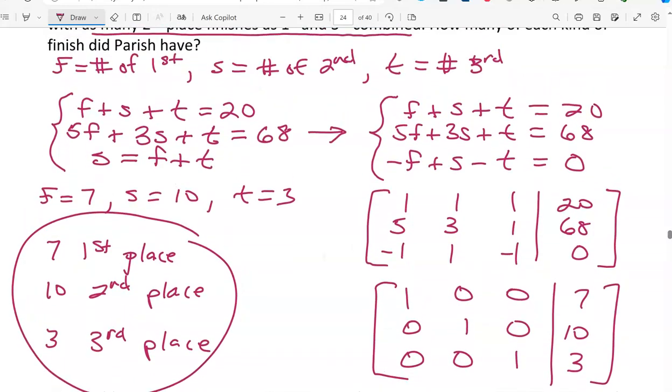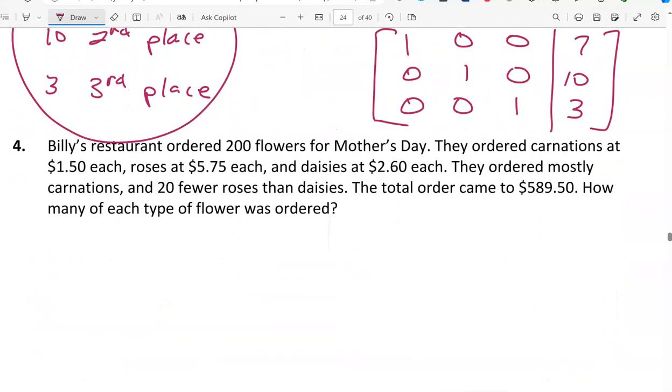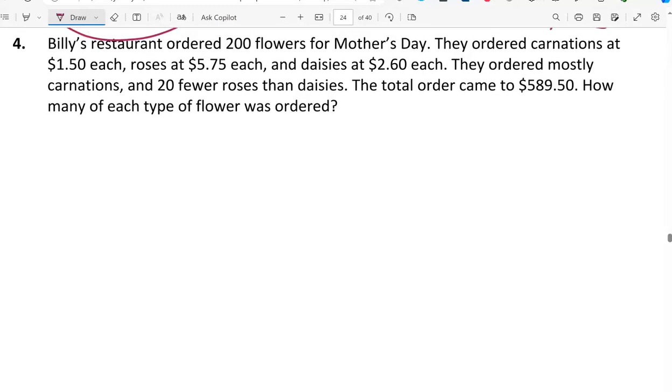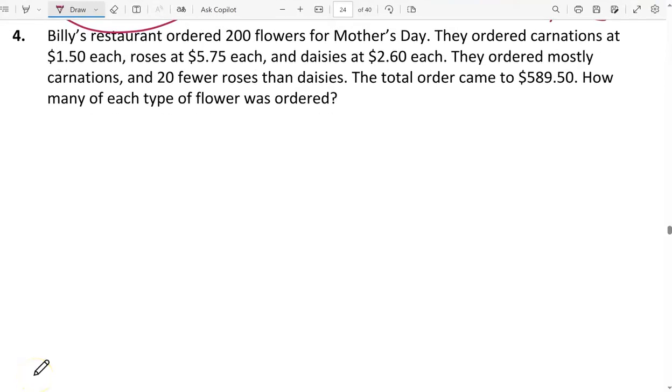In number 4, Billy's Restaurant ordered 200 flowers for Mother's Day. Carnations are $1.50 each, roses at $5.75 each, and daisies at $2.60 each. They ordered mostly carnations, 20 fewer roses than daisies, and the total order came to $589.50. How many of each type of flower was ordered?